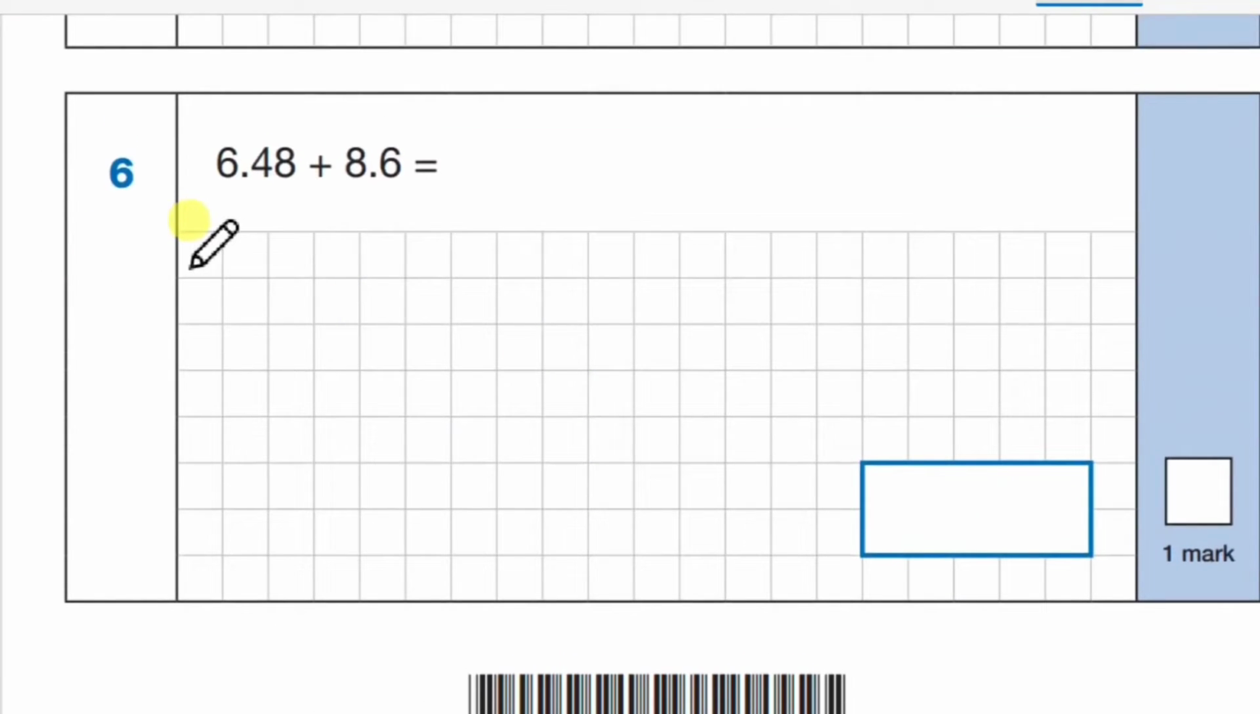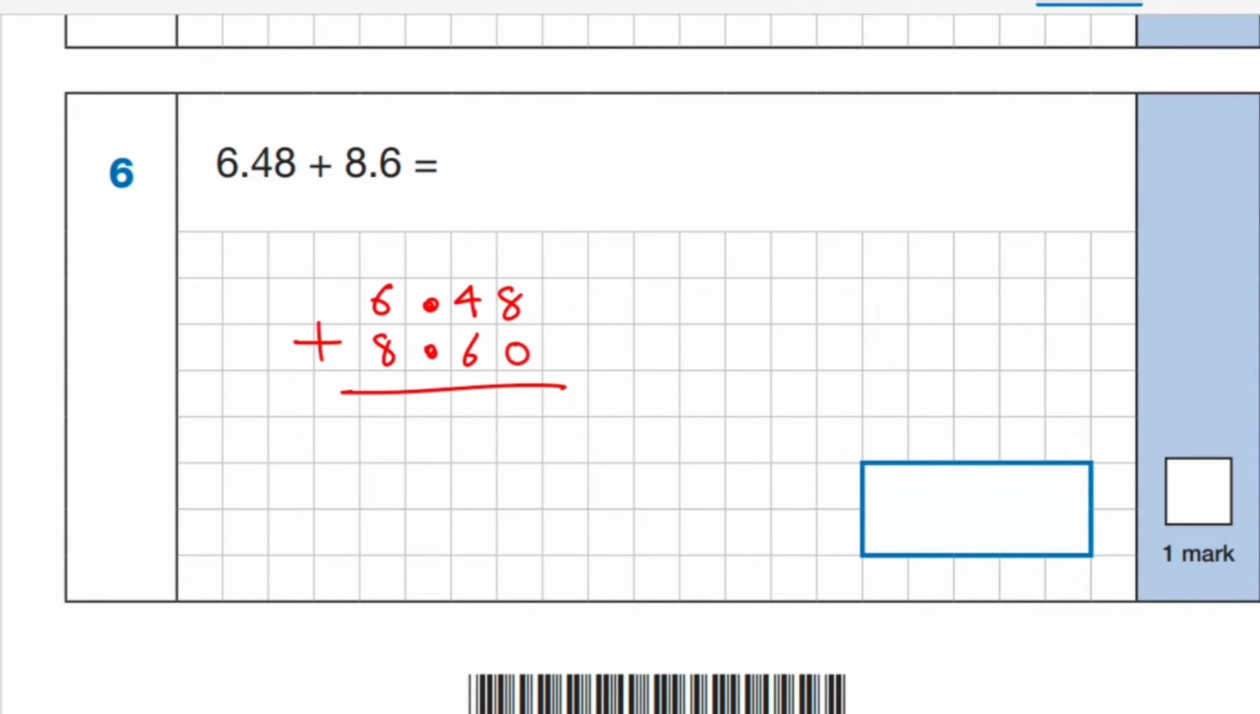So here we got 6.48 plus 8.6. What I want to do is firstly write down the decimal points. So let's do decimal points here, and we put the numbers around it. So we've got 6.48, 8.6, and then we put the line and put a plus sign. Now we just fill in the blanks with zeros.